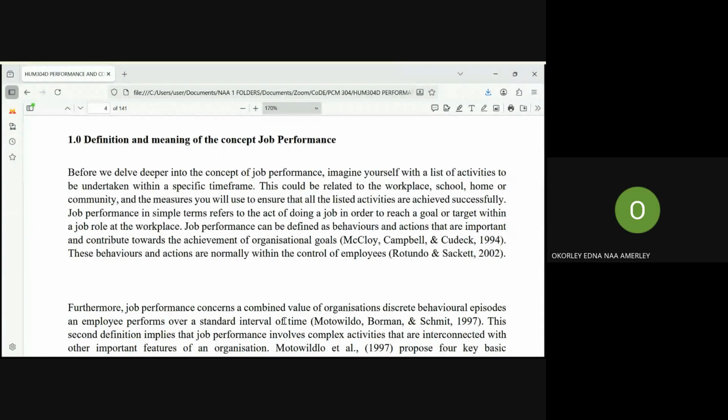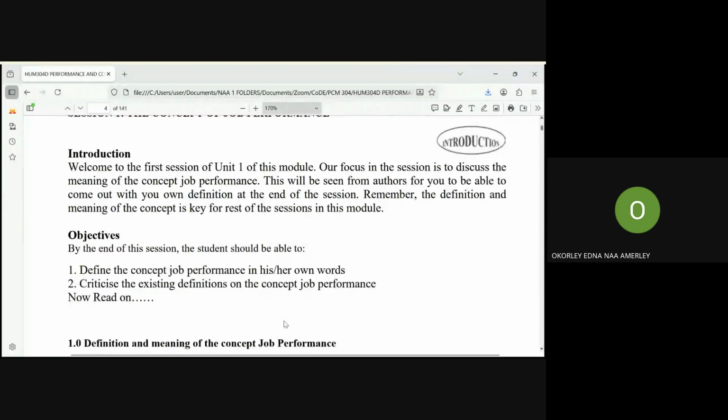Before we move on, let me ask you: when we say a job, what do we mean? When we talk about a job, what do we mean?